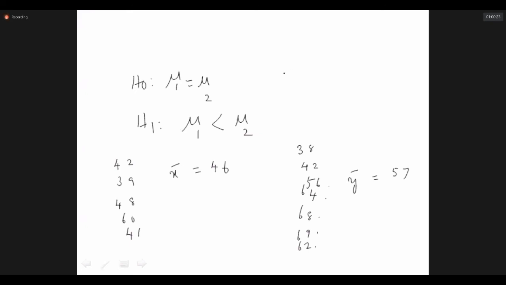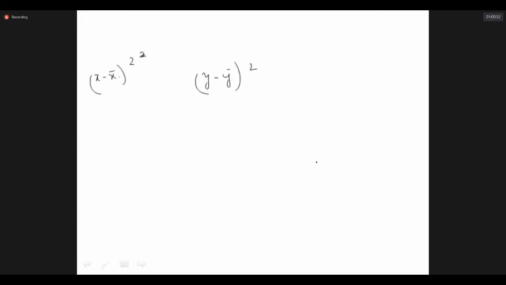So my rejection region will be T less than minus T alpha. Degrees of freedom will be 5 plus 7 minus 2, so 10 degrees of freedom with 5 percent, 0.05. The value will be approximately 1.81. You will use the formula T is equal to x bar minus y bar.